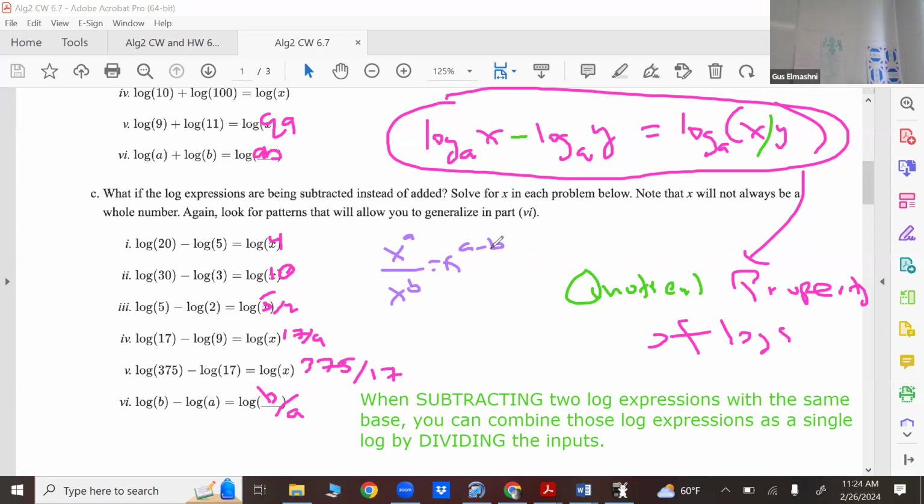Be careful with what you do. Don't think you can divide these and then it's the shortcut. The bottom line is if you divide between two logs, you can make it a single log as division. So you don't want to get these confused, because it's easy to confuse the stuff.